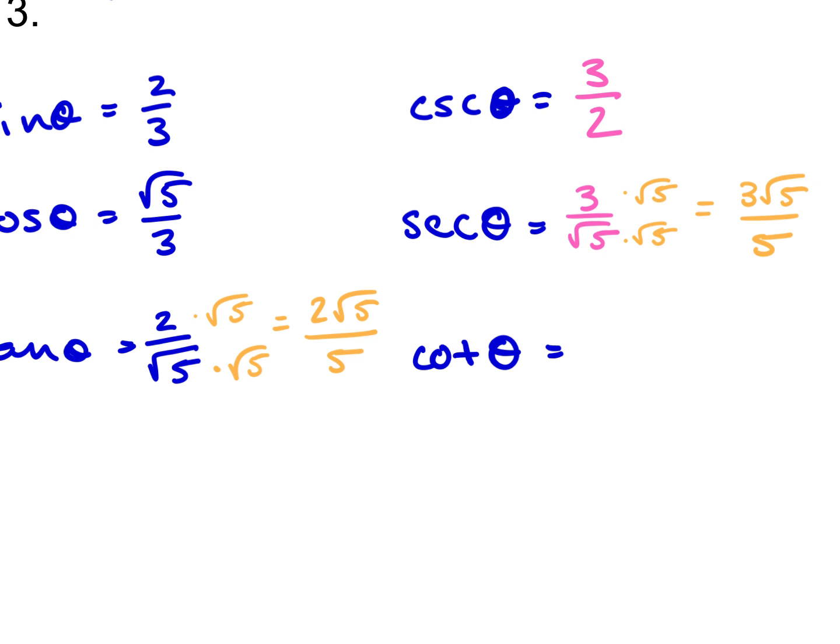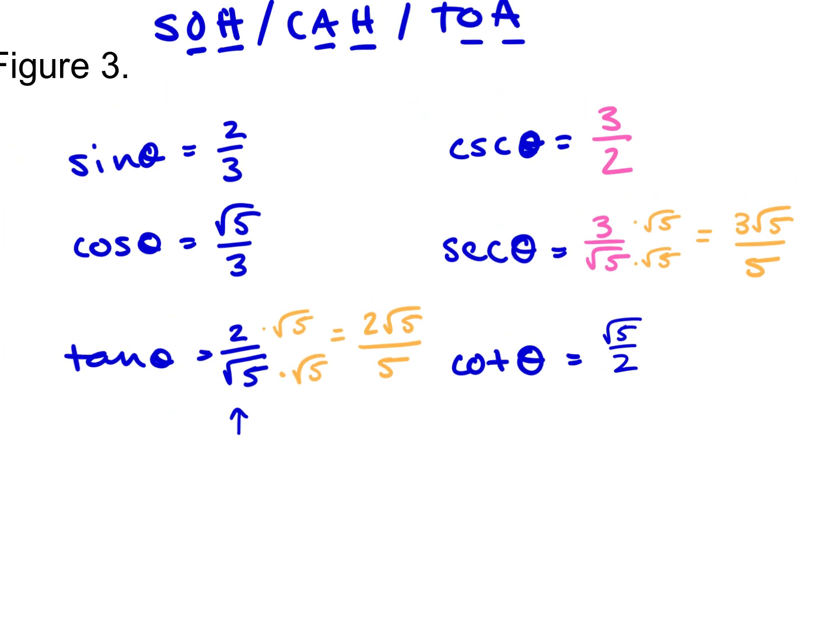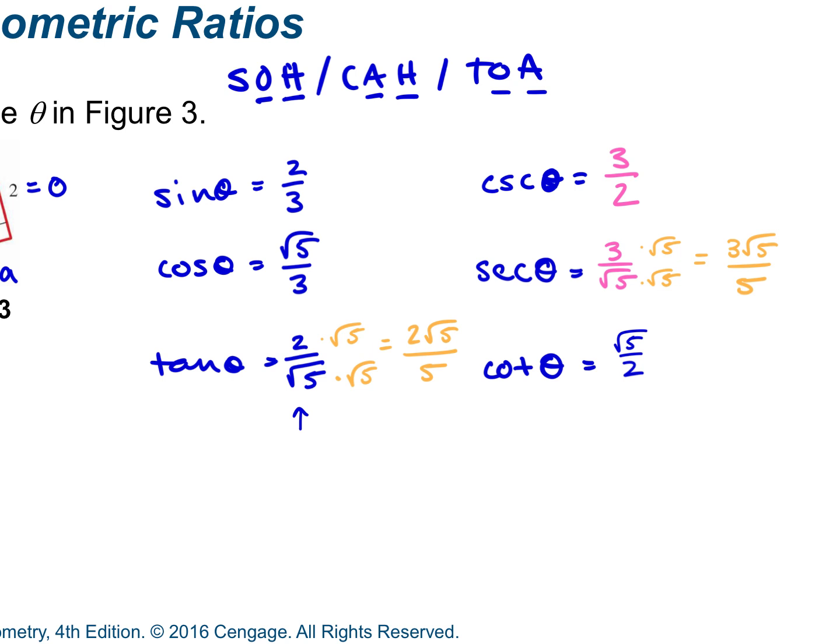And then cotangent's the reciprocal of tangent. I'm going to flip the one before I rationalize. So flip the original. This would give us square root 5 over 2. So these would be our 6 trig functions here.